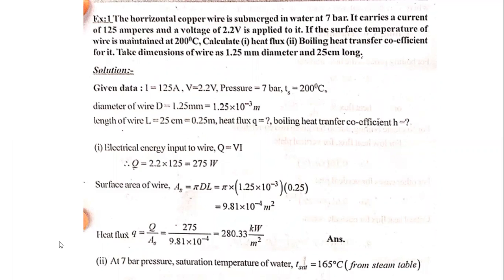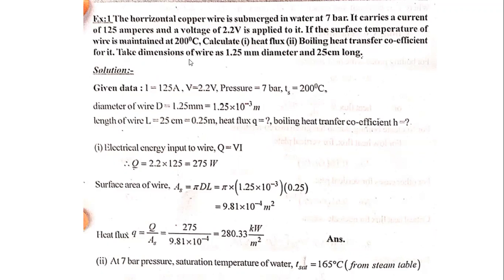So the first numerical is: a horizontal copper wire is submerged in water at 8 bar. It carries a current of 125 ampere and a voltage of 2.2 volt is applied to it. If the surface temperature of the wire is maintained at 200 degrees Celsius, calculate the heat flux and boiling heat transfer coefficient for it. Take the dimension of the wire as 1.25 mm diameter and 25 centimeter long.